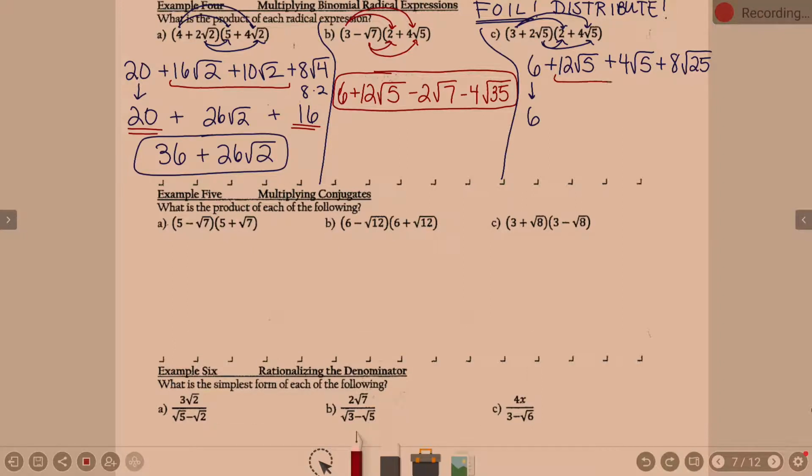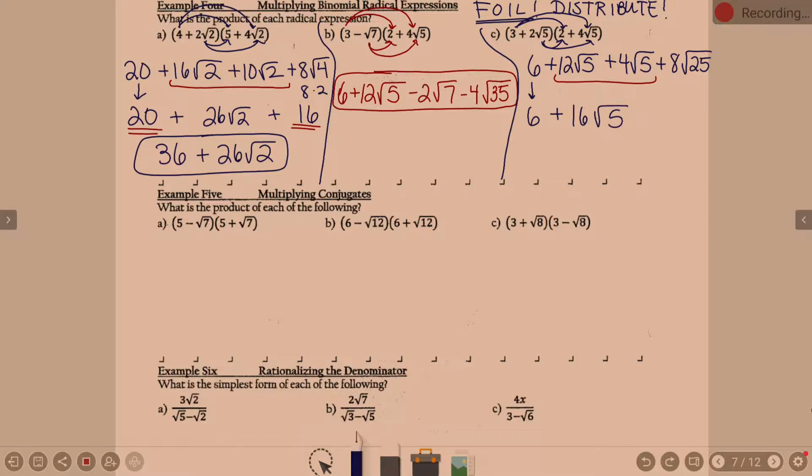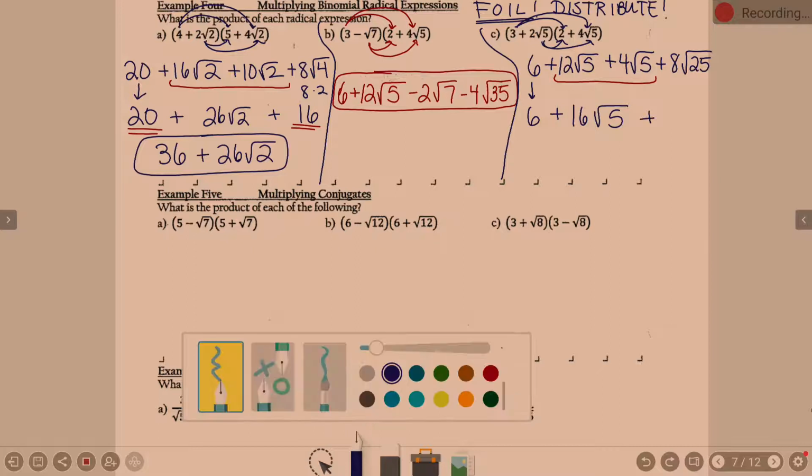What do you notice about these two middle ones? Yeah. So if we have 12 square root of 5 plus 4 square root of 5, what's 12 of something plus 4 of something? 16. 16 of something. And so that is plus 16 square root of 5 plus 8 square root of 25. But what do we know about the square root of 25?